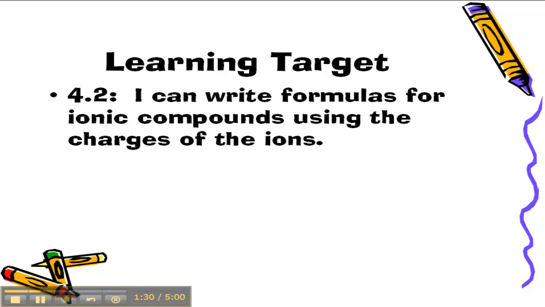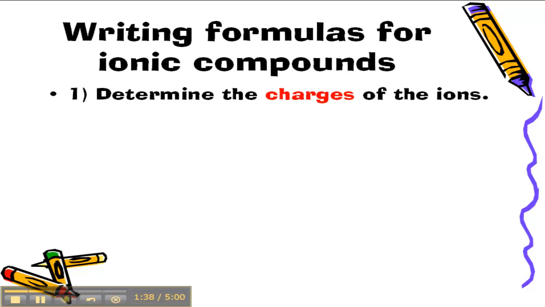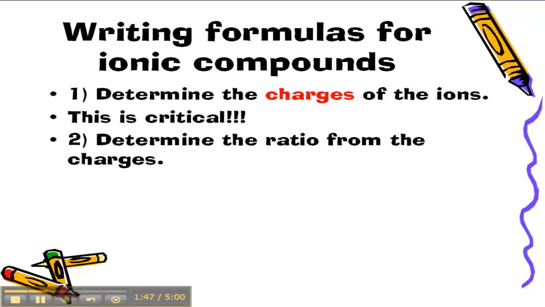Alright, so our next learning target: I can write formulas for the ionic compounds using the charges. Remember, the charges are the most important part. So what we do is we first of all determine the charge of the ion. We're going to look at our periodic table for that. Got to do this, guys. Then you're going to determine the ratio. Remember that you flip them.